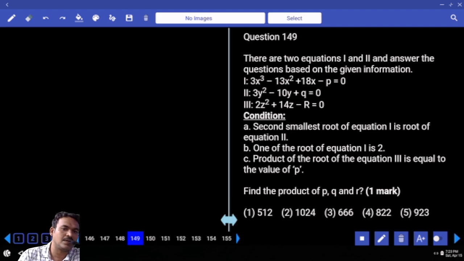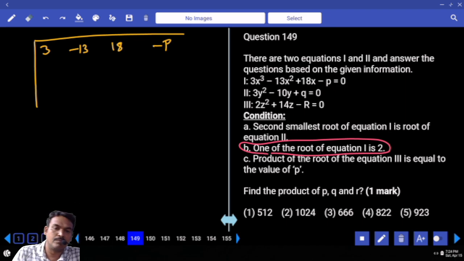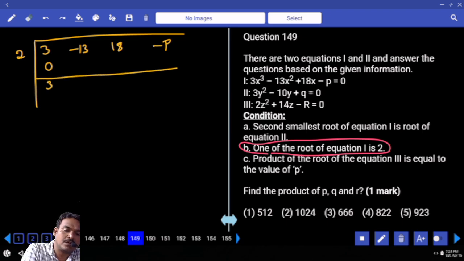By using the synthetic division method, what is the first term? 3. Second one, minus 13. Next, plus 18. Next one, minus p or not? Okay. And already one of the roots of equation 1 is how much? 2. Means one root is already given, 2 or not? Okay. What is the first one we written? 0 or not? 3 plus 0, 3.